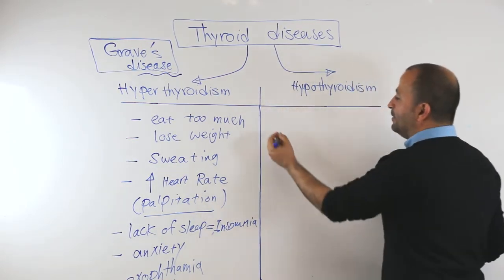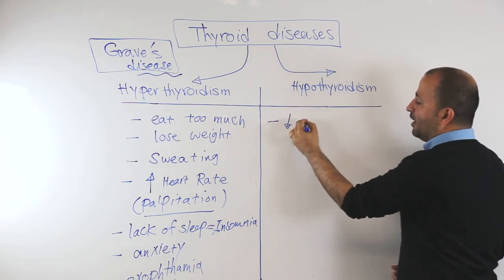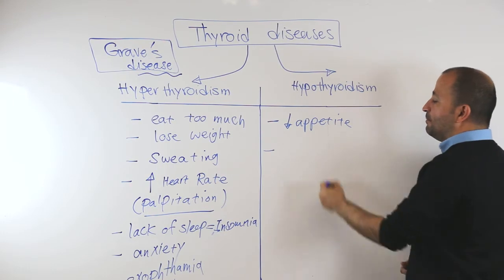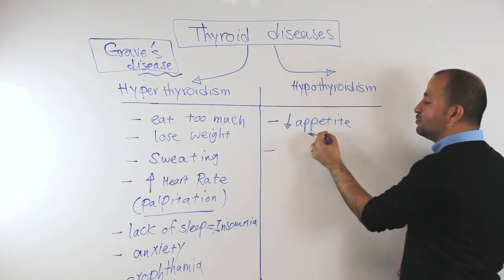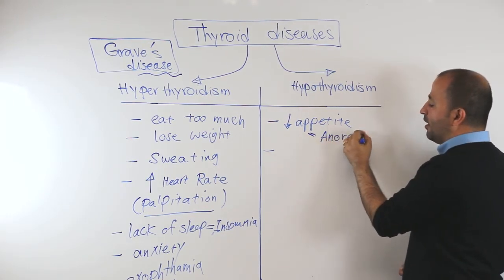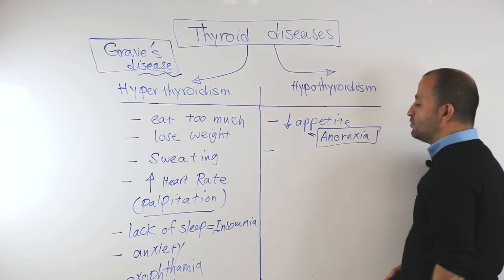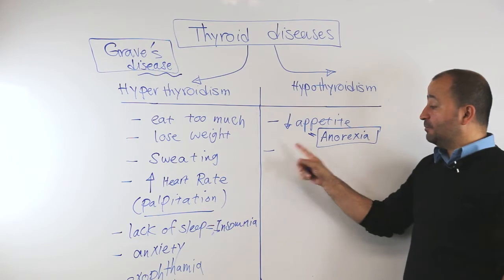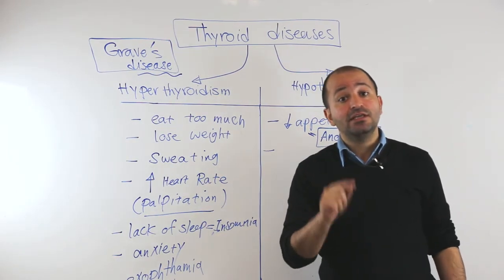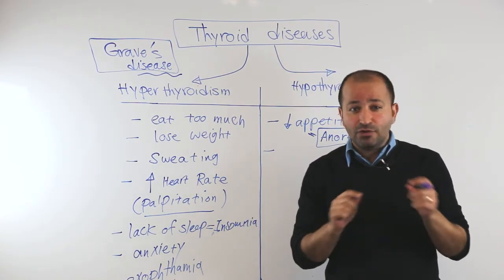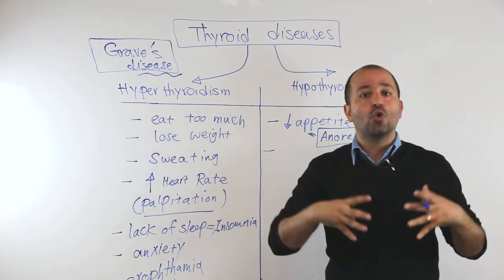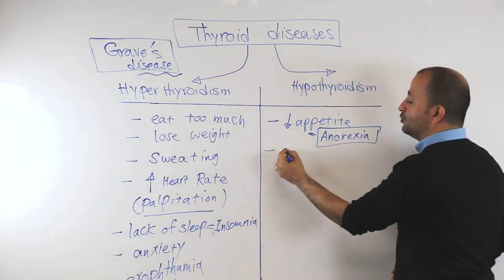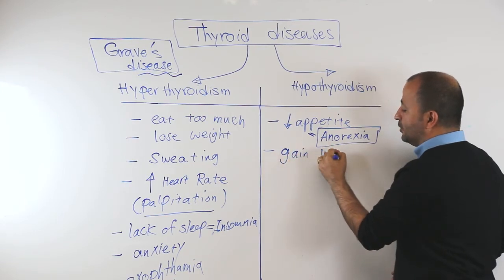As a result, your appetite is low. You don't eat too much, right? The medical word for low appetite is anorexia. The word anorexia means low appetite. But even though you don't eat, whatever you eat, even a little bit, will be stored in your body. You don't burn it, you don't use it. As a result, you gain weight.